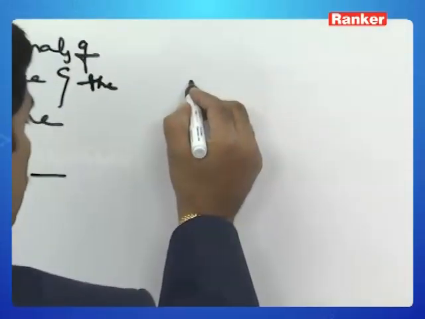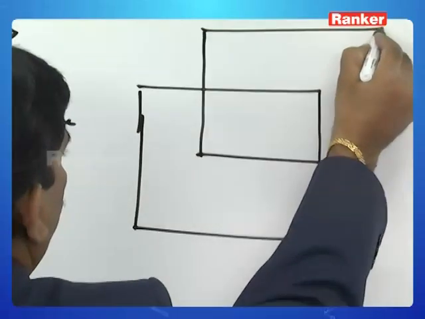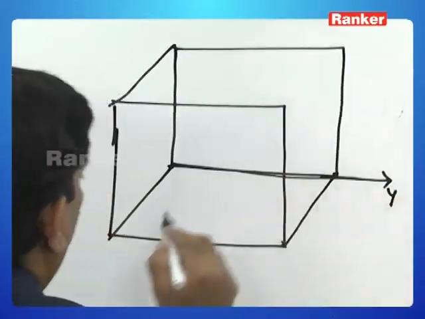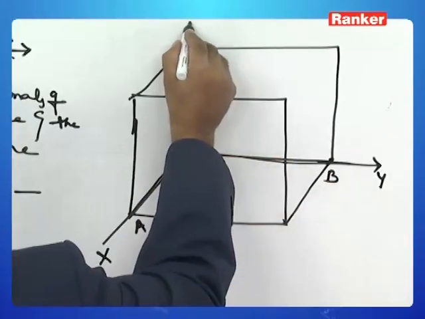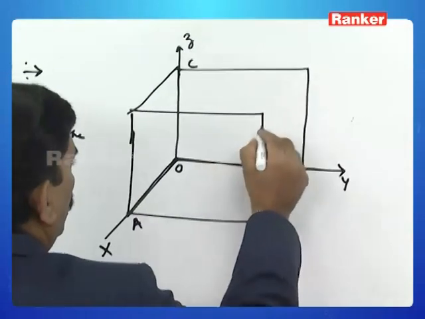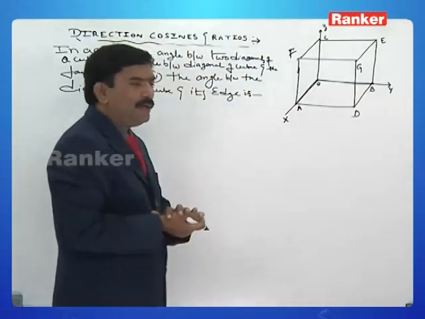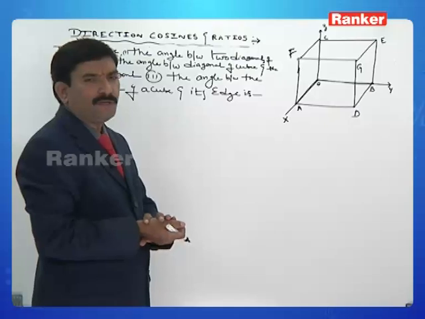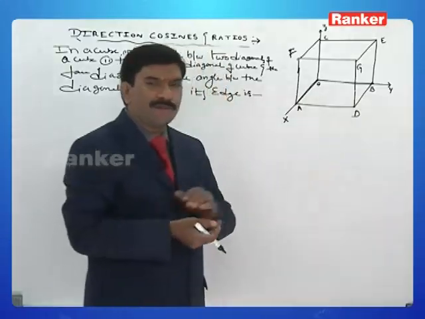Let us take this cube. You take this as the y-axis, you take this as the x-axis, A the origin, B, and this is the z-axis, you take C. Now this is D, this is G, this is E, this is F. O, A, D, B, E, F, G, C is a cube. Let the length of each edge be a units.